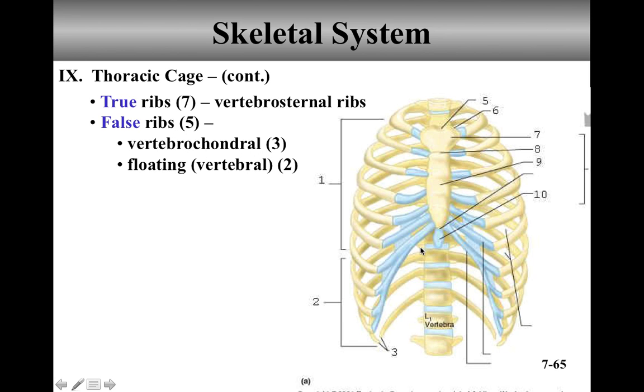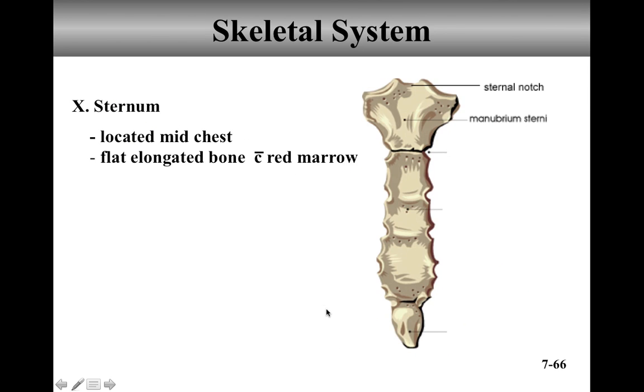Vertebrochondral are the 3 that are attached with cartilage, chondro, cartilage, and then floating are these 2 little guys down by your kidney. And they're really not supported by anything. Well, of course, muscles. I mean, they're not just floating in there by magic, but as far as cartilage, they really are just floating in there. So that's kind of cool.